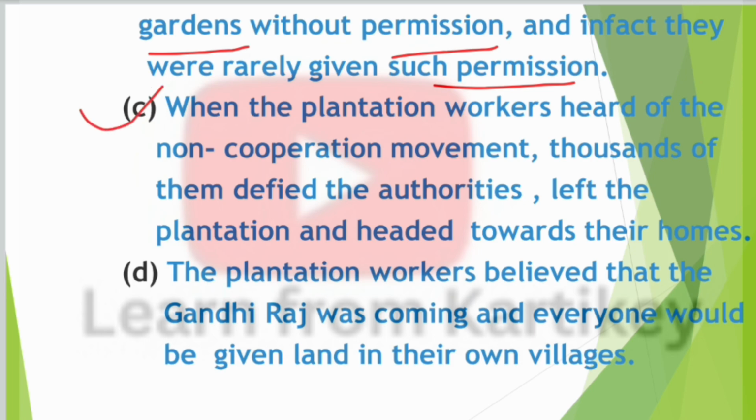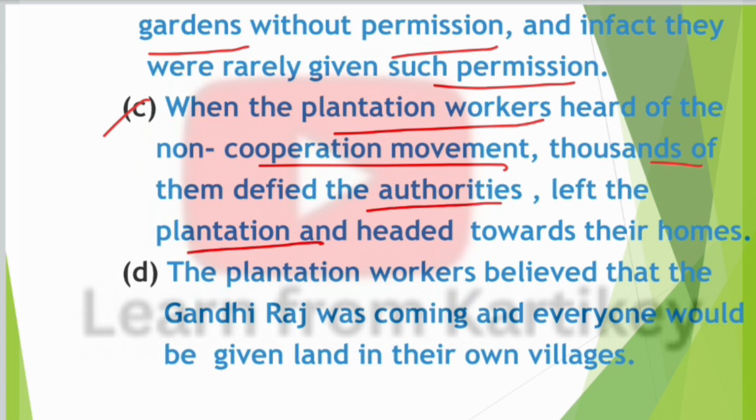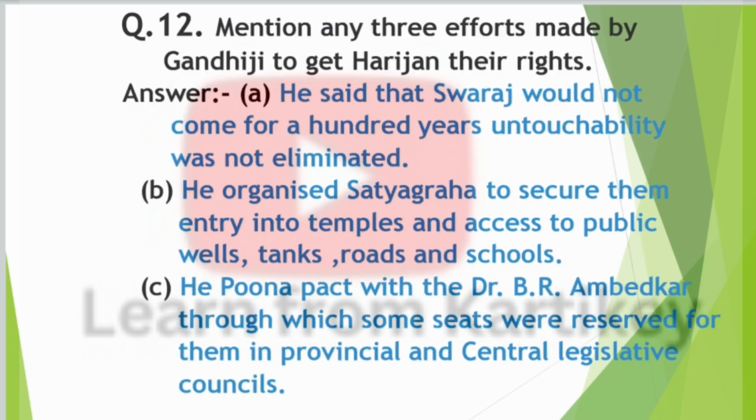Third point: when the plantation workers heard of the non-cooperation movement, thousands of them defied the authorities, left the plantations and headed toward their homes. Fourth point: the plantation workers believed that Gandhi Raj was coming and everyone would be given land in their own villages. Next question, question number 12.